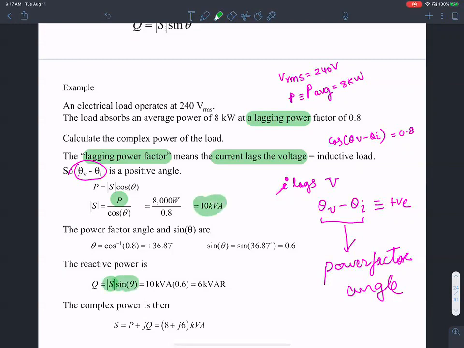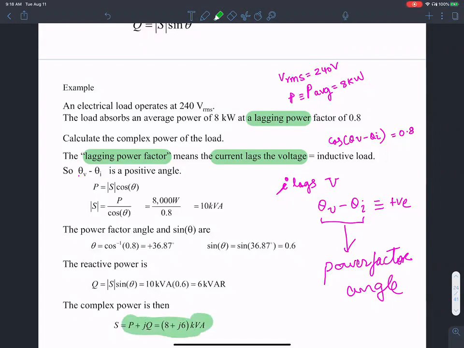Modulus S has been found to be 10 kilovolt ampere, and sine theta is found to be 0.6. So it's a simple problem that comes down to calculating the value of average power and modulus of S. Once you have the modulus of S, you should be able to calculate the reactive power factor and then the overall complex power.